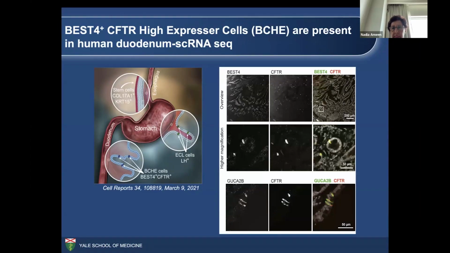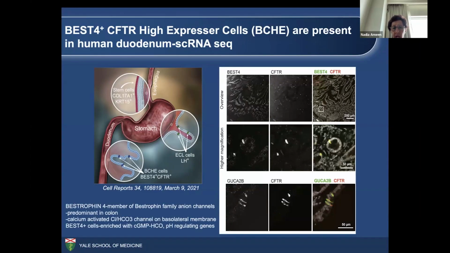And what he found was that these cells were highly enriched for bestrophin 4, which is a calcium-activated chloride bicarbonate channel that is present on the basolateral membrane of cells in the colon in particular. He also found that these Chi cells that were enriched in BEST4 were also enriched for other genes that were important in cyclic GMP-activated bicarbonate transport and in the regulation of pH.